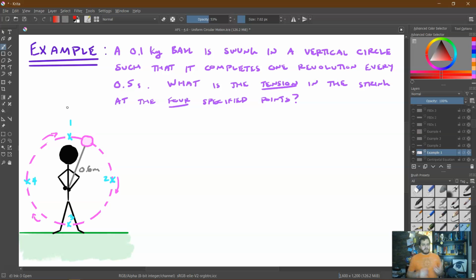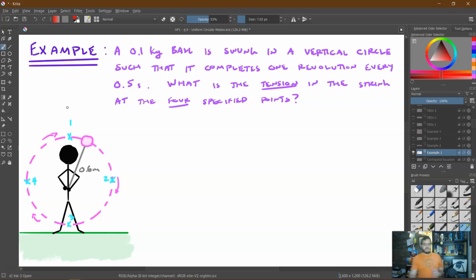Let's say we have a person swinging a ball in a vertical circle. By that I mean they're swinging it in front of them, so it's going up and around vertically in front of them. This ball has a mass of 0.1 kilograms, swung in a vertical circle such that it completes one revolution, one circle, every 0.5 seconds. What is the tension in the string at these four specified points? 1, 2, 3, and 4. 1 being above, 2 to the right, 3 below, 4 to the left.